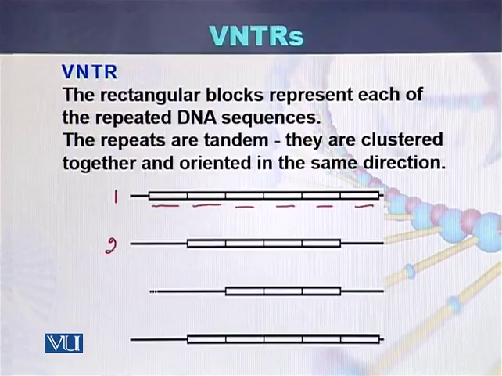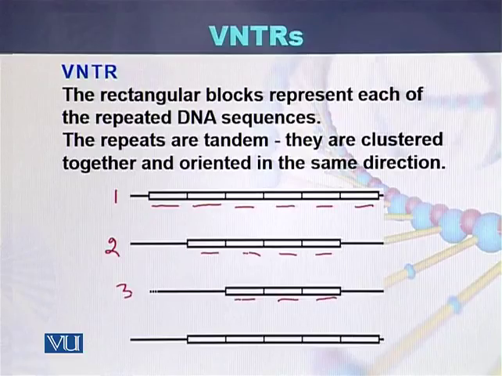In case of individual 2, the same DNA sequence is repeated 4 times. In case of individual 3, the same DNA sequence 3 times. In case of individual 4, the same DNA sequence is repeated 5 times. So we can say that these blocks represent the repeated DNA sequence, and these repeated DNA sequences, shown in the form of blocks, vary between the individuals and they are usually clustered together and have the same orientation on the DNA strand.